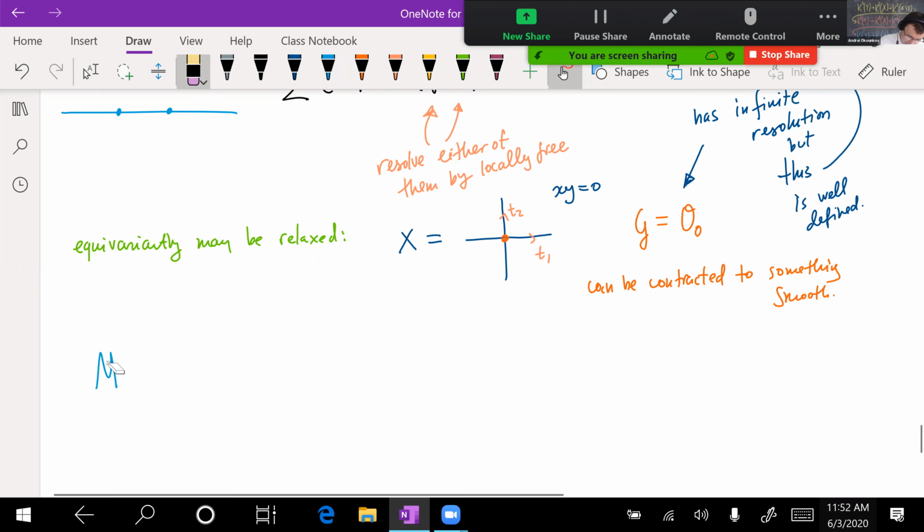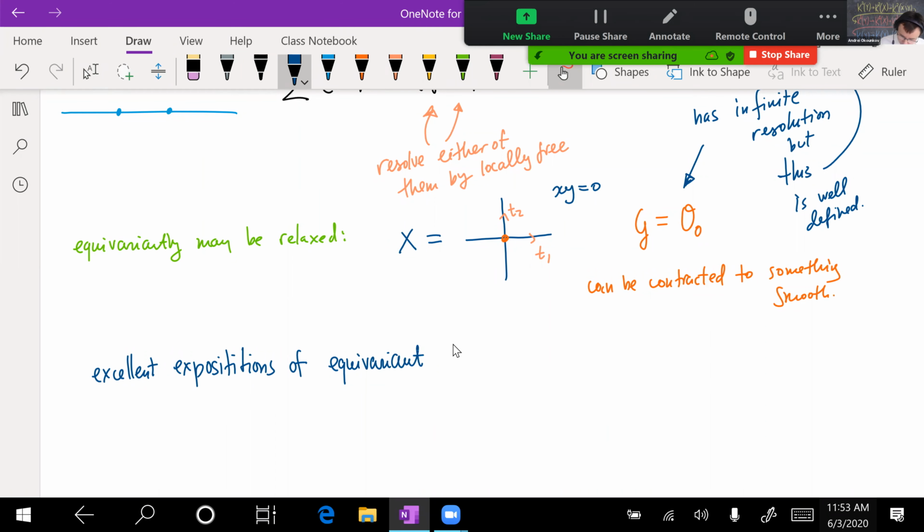Incidentally, there's an excellent exposition of the equivariant case, which I really recommend. There are many excellent expositions of the equivariant case. Of course, you can read Thomason, but if you want something very accessible, this is, for example, chapter 5 of Chriss and Ginzburg.